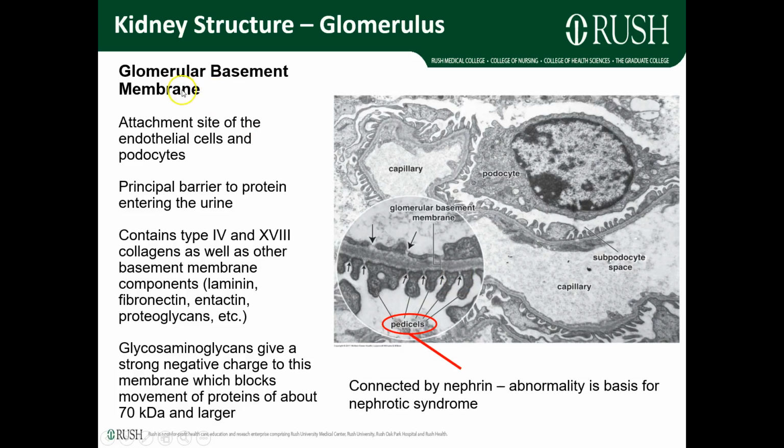The glomerular basement membrane is very important in acting as a barrier to how much protein actually leaves the blood and enters the urine. The basement membrane itself is composed of different types of collagens, as well as other non-collagenous proteins such as laminin, fibronectin, and proteoglycans. The glycosaminoglycans in the glomerular basement membrane carry a negative charge, and so that actually blocks the movement of proteins which are 70 kD or larger.